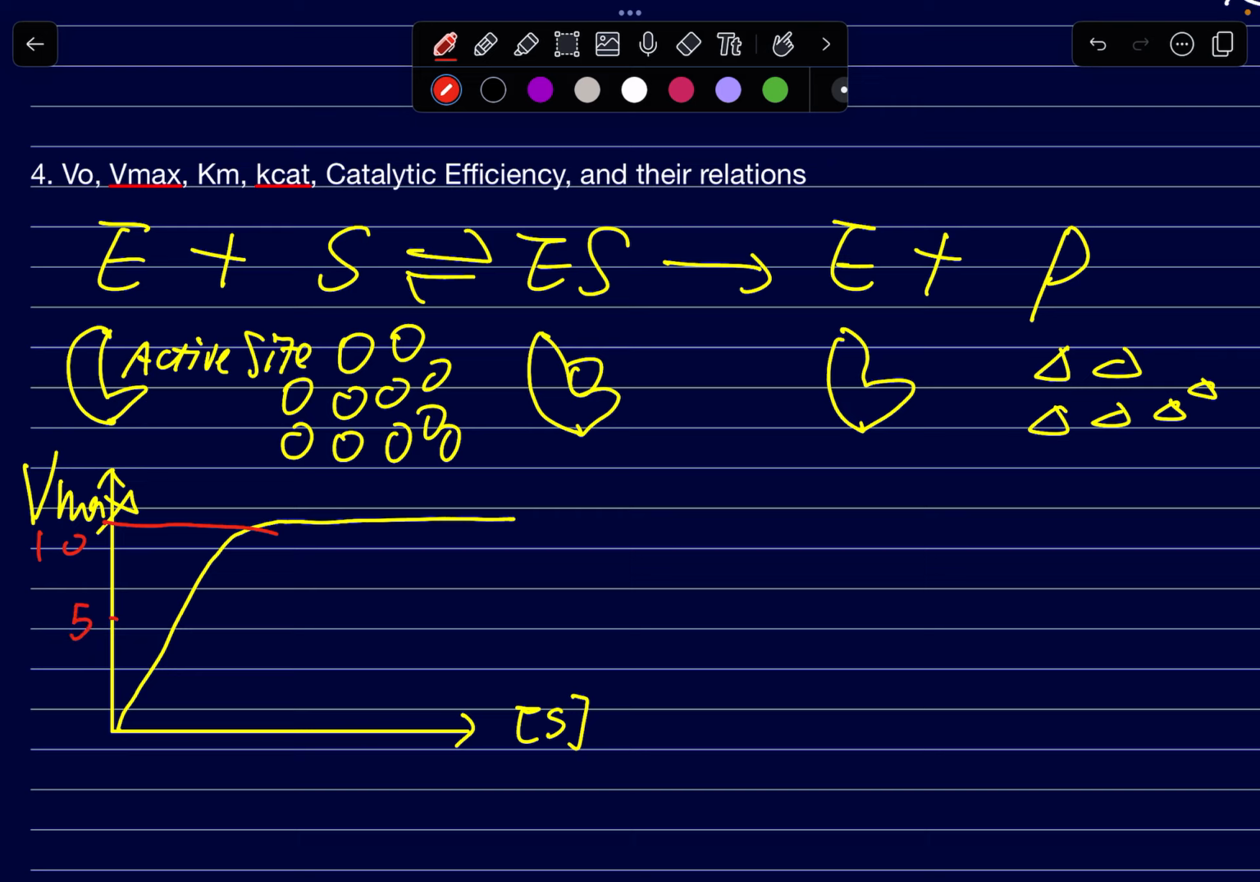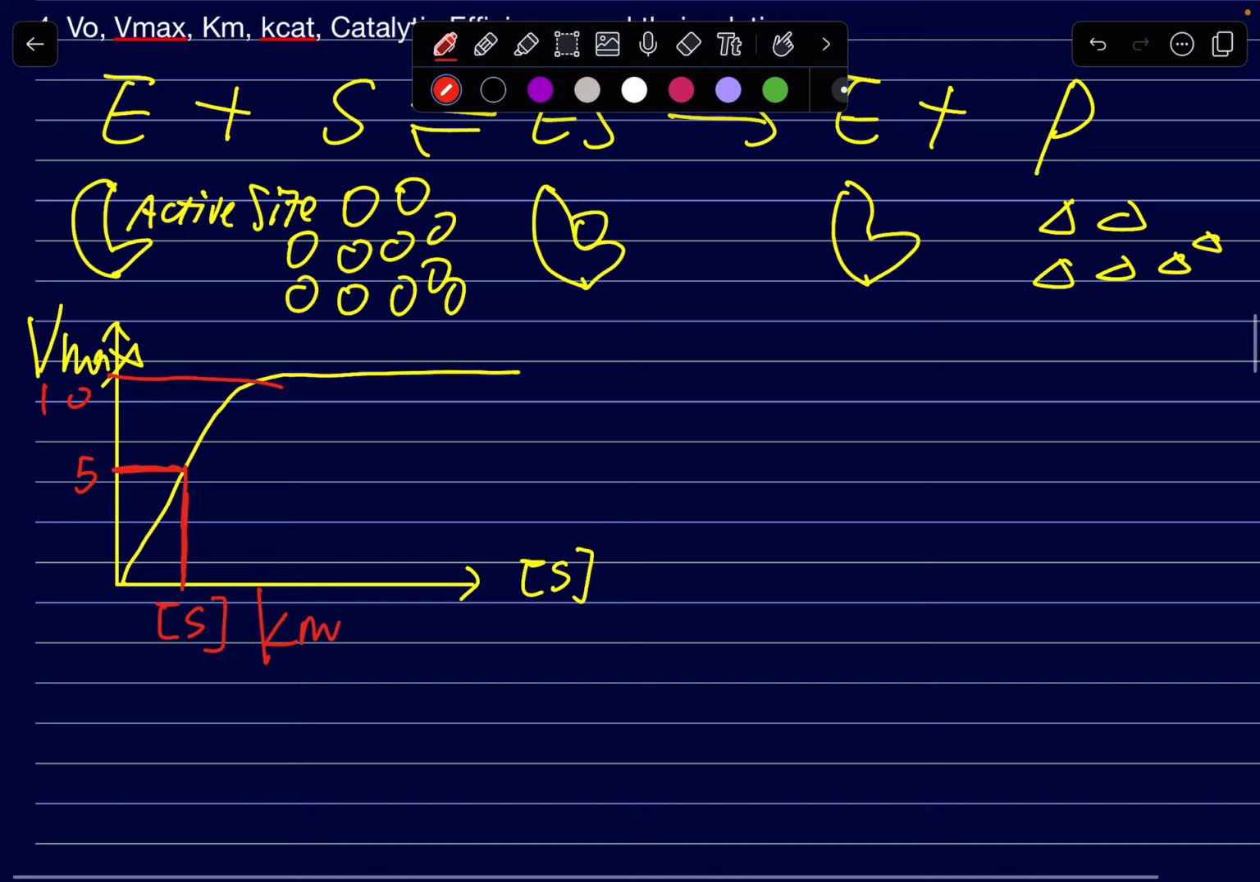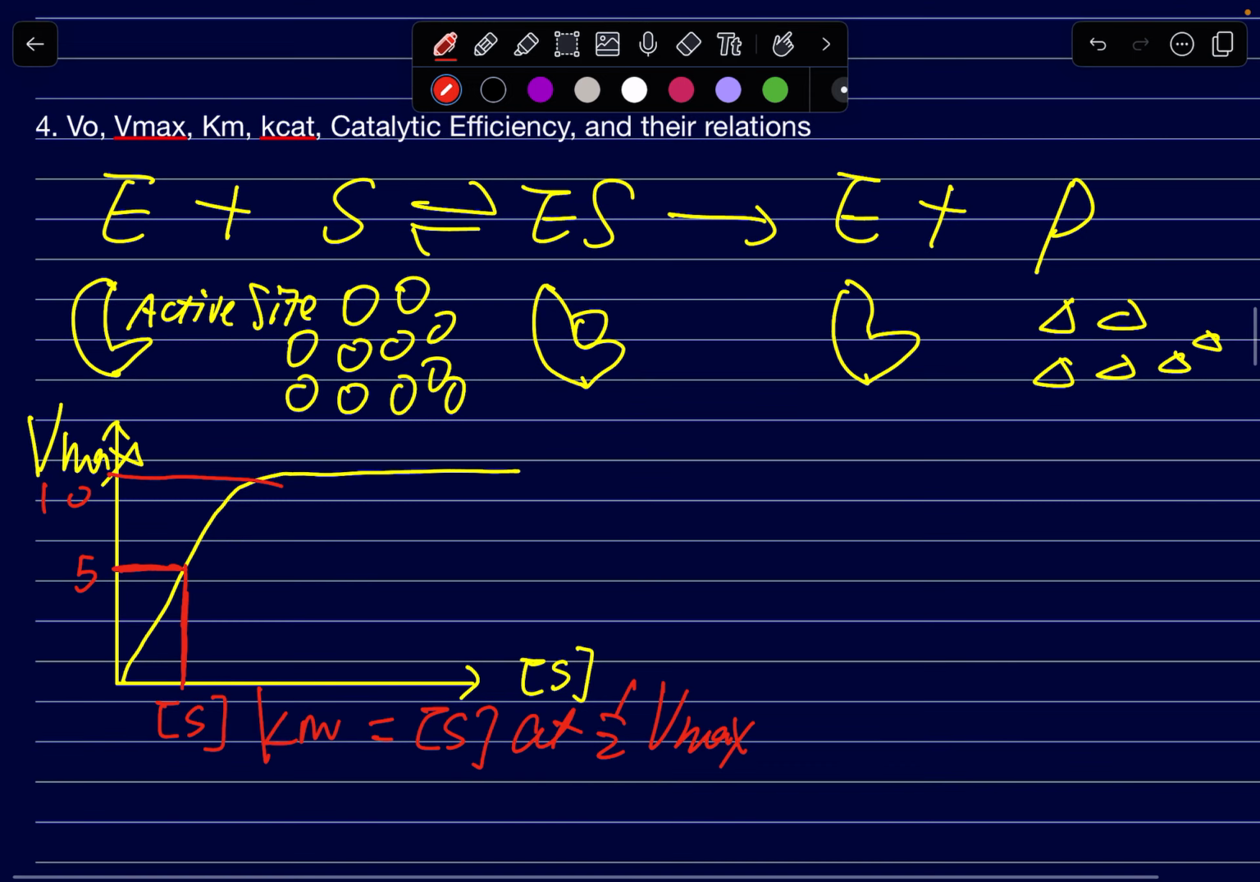Is 5 here. So when you reach the half Vmax, the substrate that it requires to reach the half Vmax is my Km. Okay, so Km once again is basically the substrate concentration at half Vmax. So it's really an inherent characteristic of this enzyme. Okay, so what does that mean?